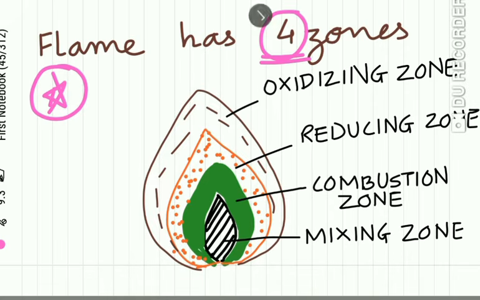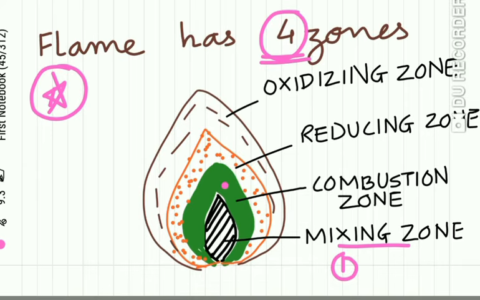The 4 zones of the flame are: first, the mixing zone. Starting from the inwards, first is the mixing zone. The mixing zone is a combination of air and gas. It is dark in color. You can see here I have shown in black color. It is dark in color and no heat is present in the mixing zone. Then surrounding the mixing zone is the combustion zone. Now this combustion zone is green in color and it is a zone of partial combustion and it is oxidizing in nature.